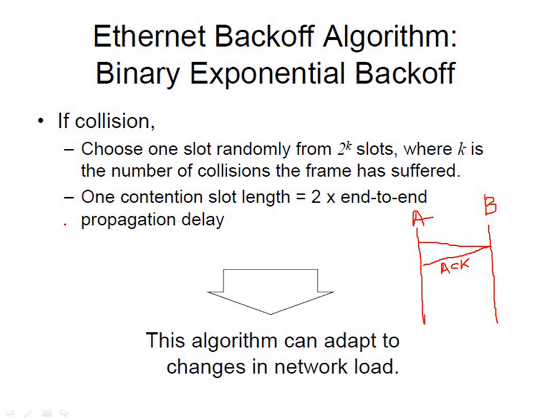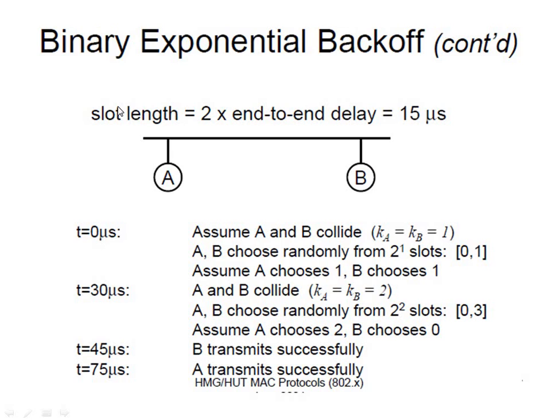If the collision occurs, at that time you have to choose a random slot out of 2 raised to k, where k is the number of collisions the frame has suffered. Then the contention slot will be 2 into the end-to-end propagation delay. So this is the propagation delay time, and that time gets multiplied by 2. Let us see what happens.